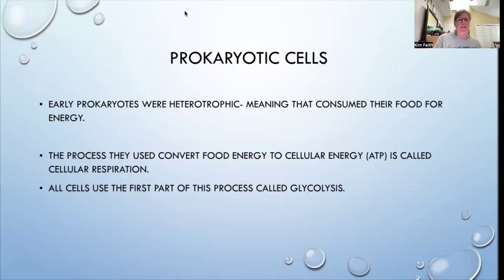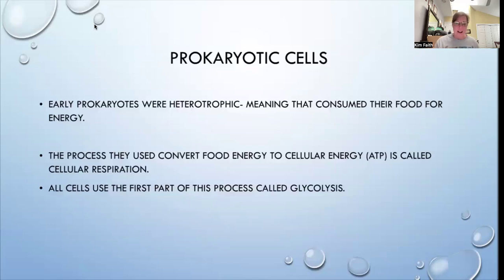Now, prokaryotic cells were heterotrophic, meaning that they absorbed or took in nutrients. Okay, they consume their food in order to make energy. They would use this food, primarily sugar, to do the first part of cellular respiration. They're going to convert that sugar into a molecule called ATP, which is what our cells use as the energy currency. So to get certain processes to work, we need ATP. The first part of cellular respiration is called glycolysis. All organisms on our planet undergo glycolysis.